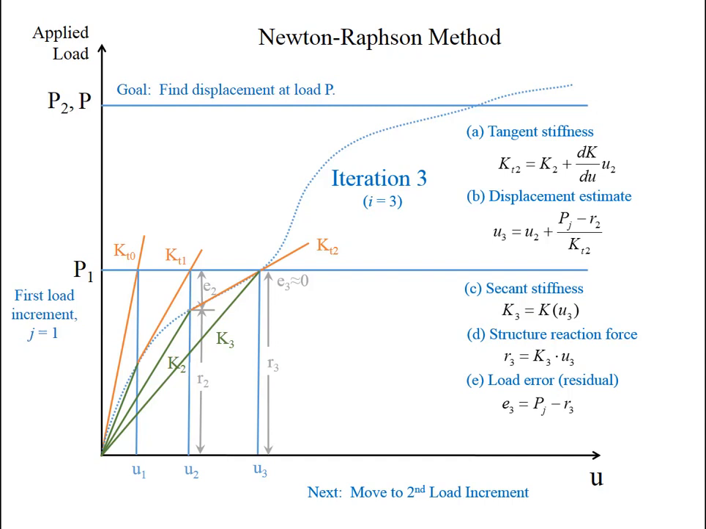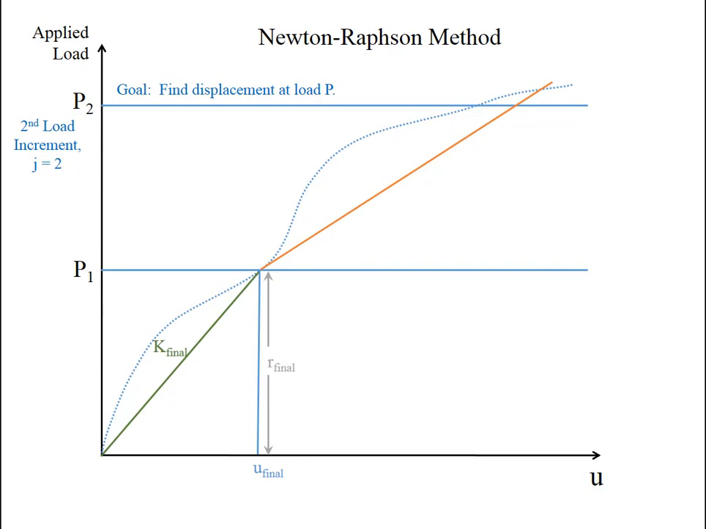So then we go on to our second load increment. So this is load increment 2, or J equals 2. And our final information from our prior estimate, we need that still. So we need K final, R final, and U final. That's why I've left them on here.